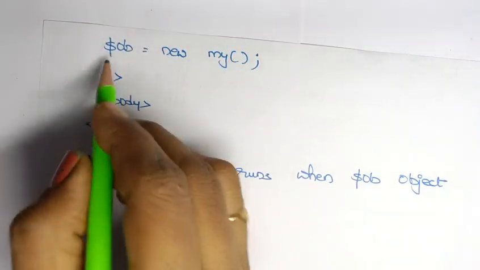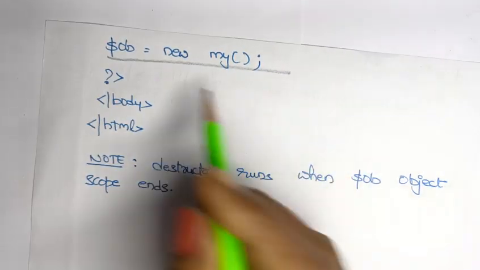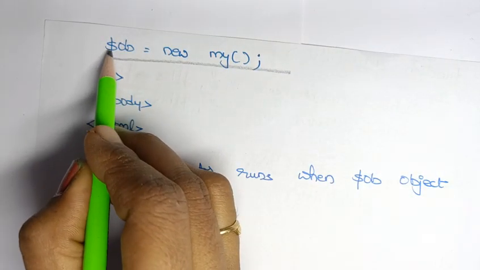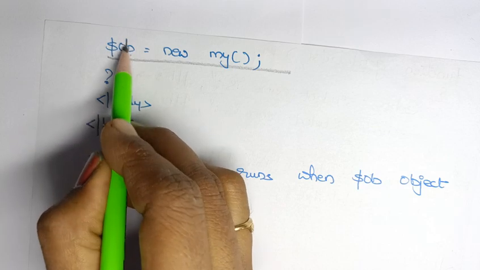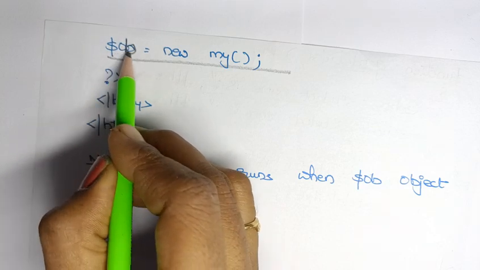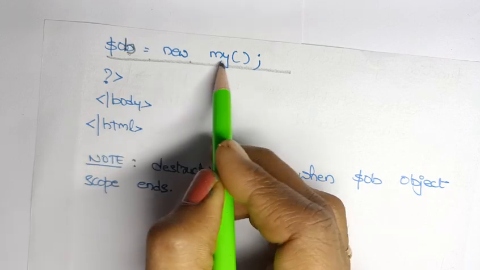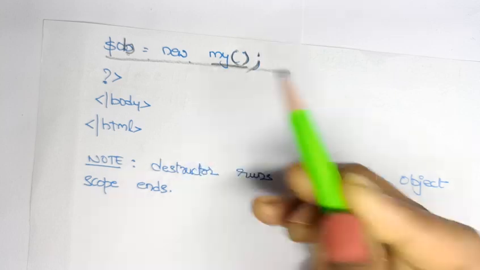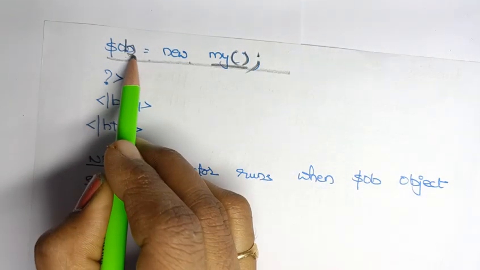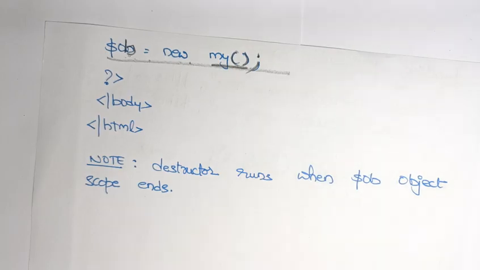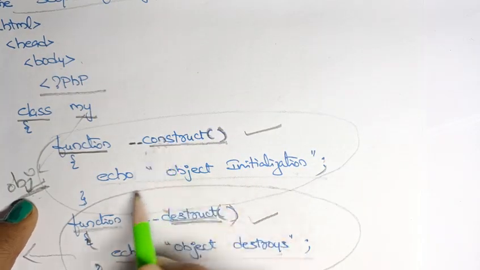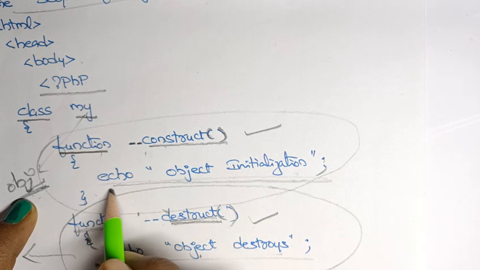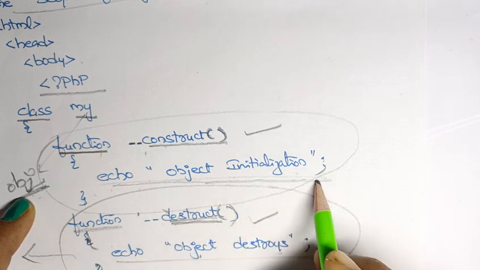Now we need to create an object for the class. How to create an object for the class? Dollar, object name; you can consider any name. For example, I am taking $ob is equal to new class name. What is the class name? My, and mention the parentheses, then a semicolon. Whenever you create an object for the class, the constructor will be called automatically, and whatever is in the constructor will execute. So you will get object initialization in the output.